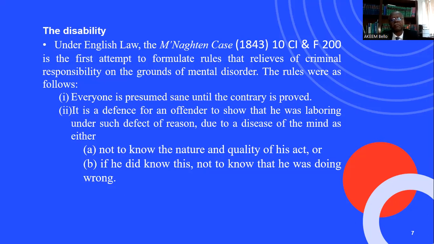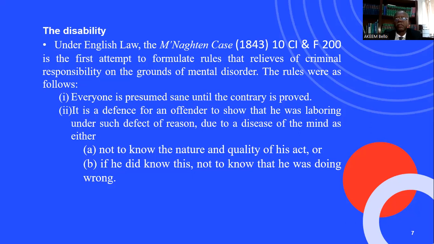Now, we want to look at the legal elements of the defense. So a defendant who seeks to rely on the plea of insanity must establish the legal elements of the plea, or what we sometimes call the ingredients of the defense. Now, the first one that we're going to look at is the disability. What is the disability? What constitutes the disability? How is the disability described? That's what we are going to be looking at now.